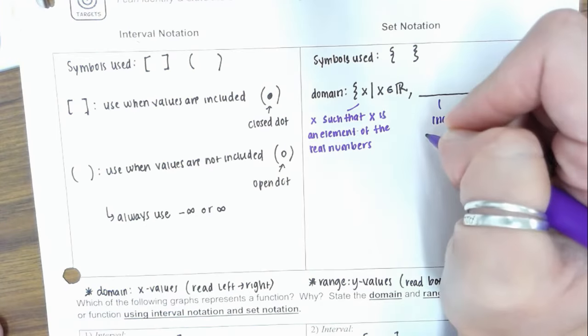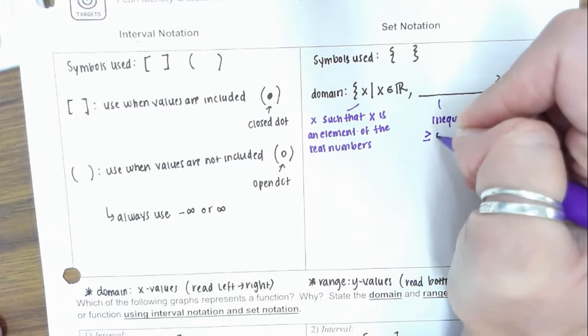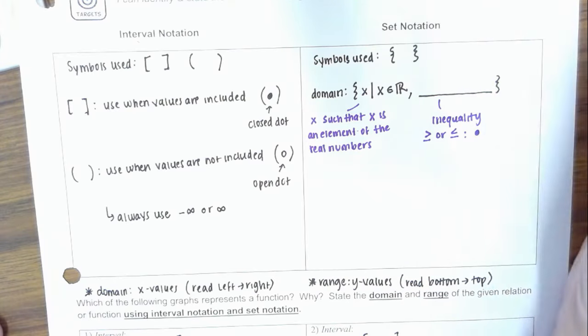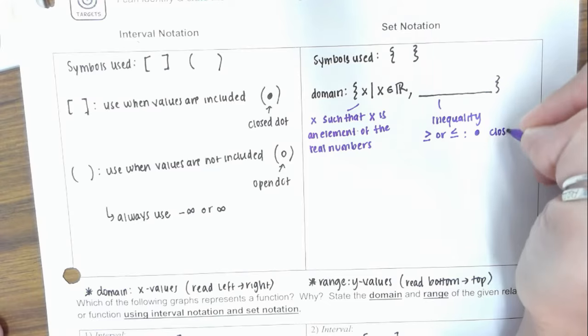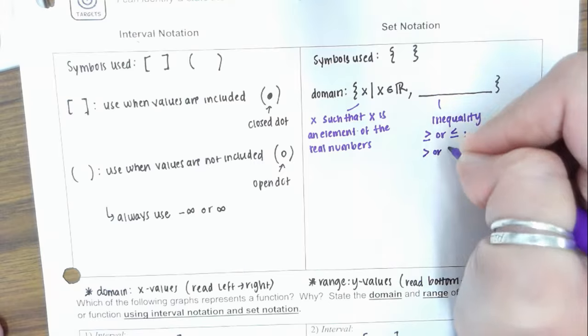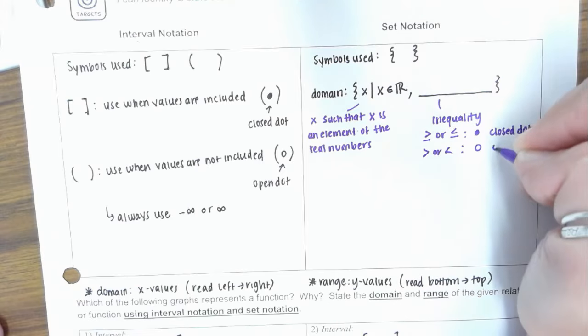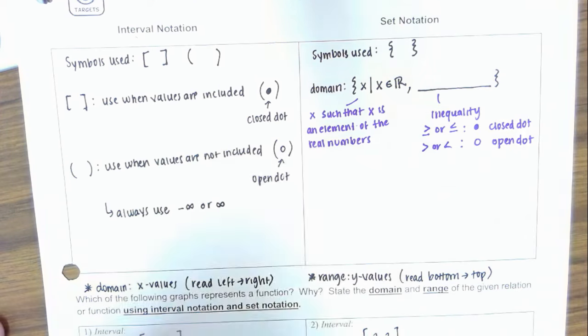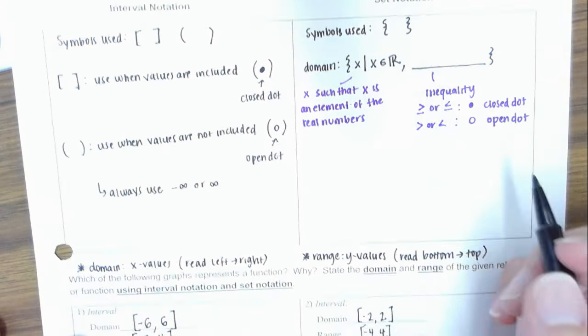Just keep in mind that the inequality with the equals-to symbol underneath means that we're really working with a closed dot. And remember that the inequality without the equals-to symbol really means that we're looking at an open dot. So that's the way that we would write the domain. And again, I'll walk you through some examples.